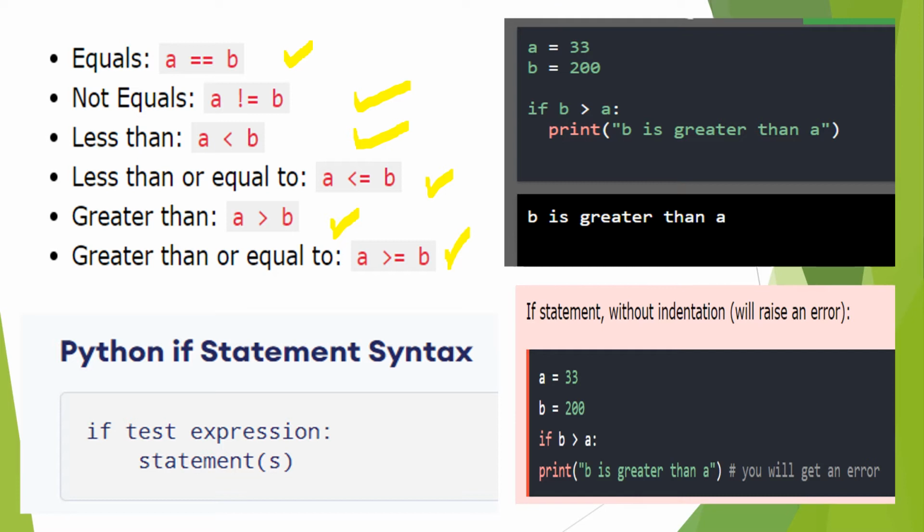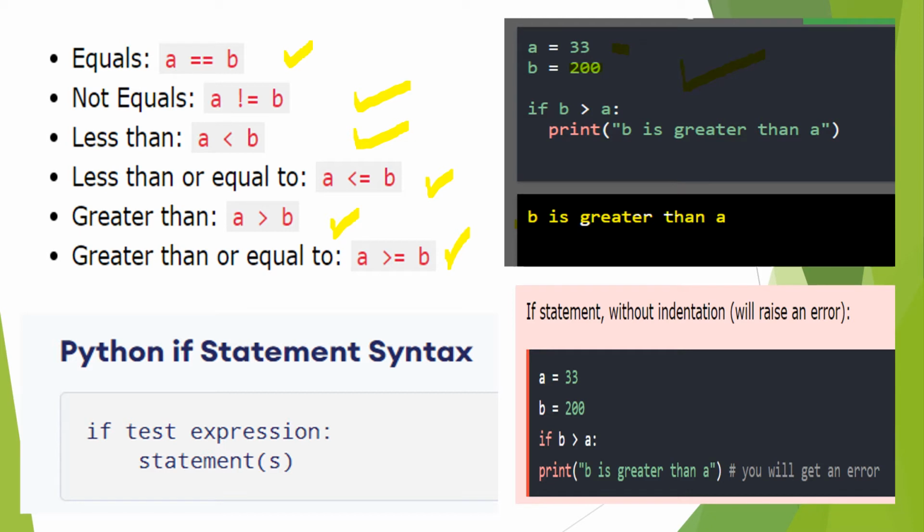An if statement is written by using the if keyword, as I was saying earlier. In this example, we use two variables, A and B, which are used as part of the if statement to test whether B is greater than A. A is 33 and B is 200. We know that 200 is greater than 33, and so we print to screen that B is greater than A. Here.